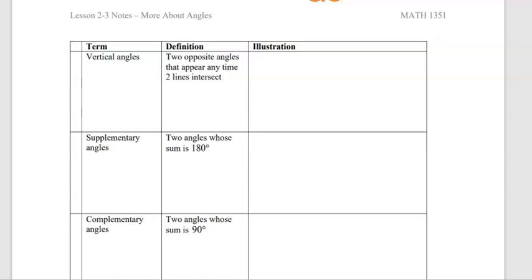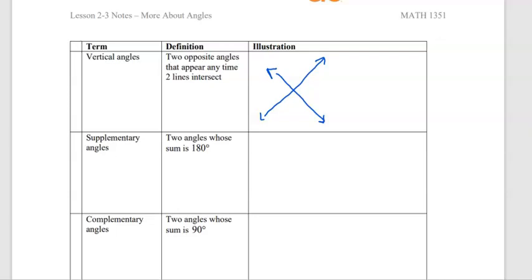So vertical angles are angles that are opposite. It's any two angles that are opposite angles that appear anytime two lines intersect. And so the way you would illustrate this is you're just going to draw any two lines that intersect. I'll do one line and I'll do another line, and obviously my lines are not perfectly straight, but you'll get the drift. So anytime we have lines that intersect, we have four angles.